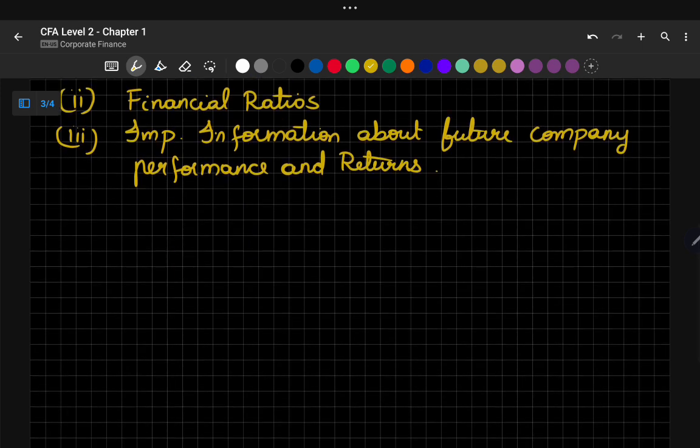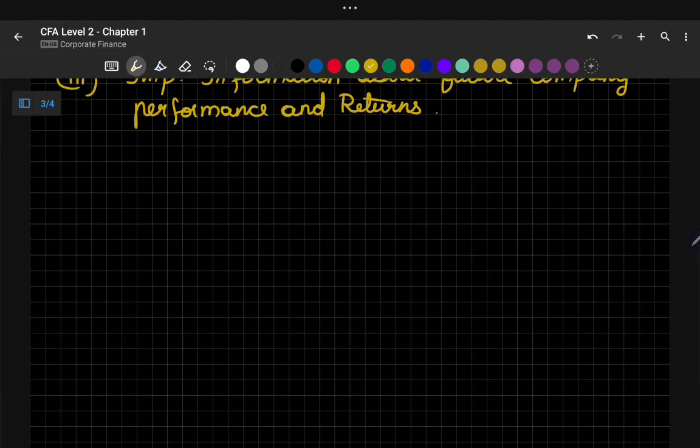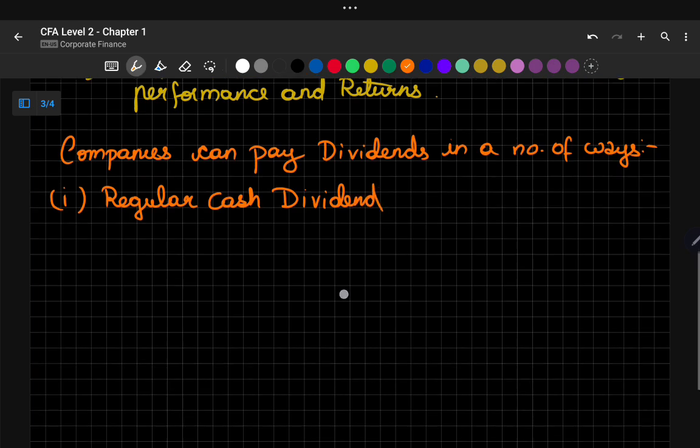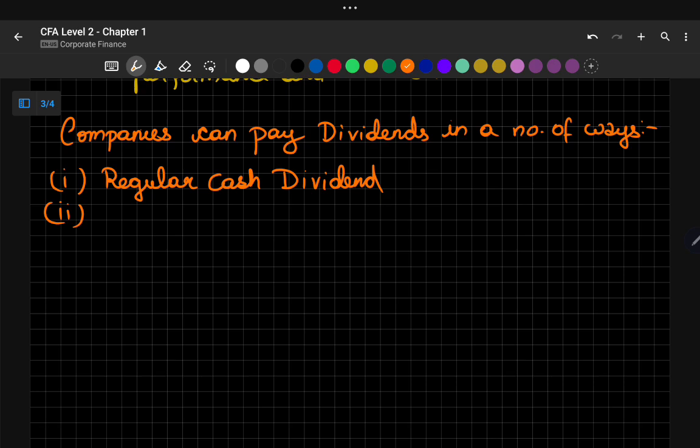Now let us start to study the different types of dividends. As per the curriculum, there are 5 different types of dividends. Which are the 5 different types of dividends? Companies can pay dividends in a number of ways. Okay, so first is regular cash dividend. We will learn about each of these in a few minutes. I'll just write down the different types of dividends.